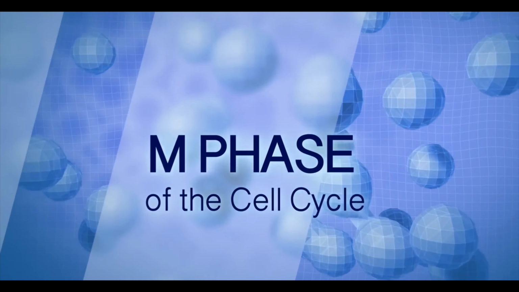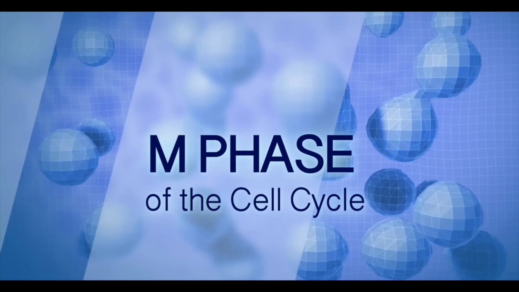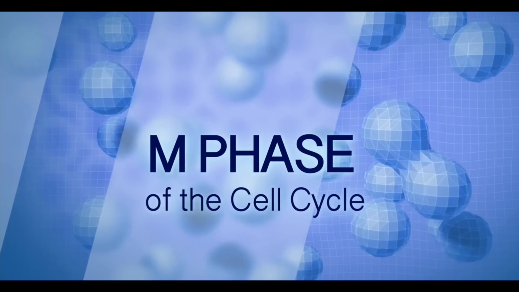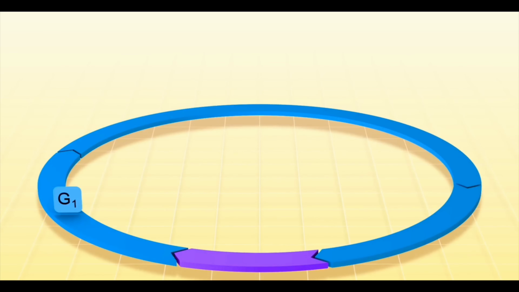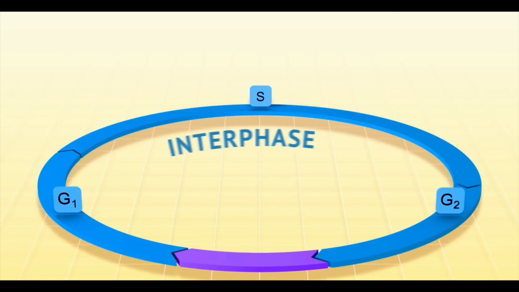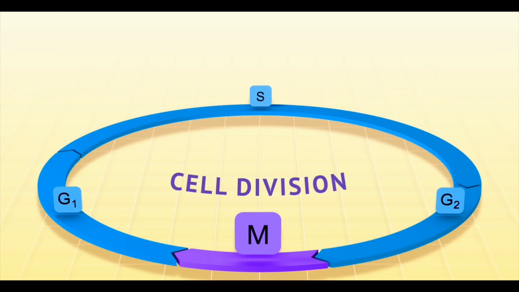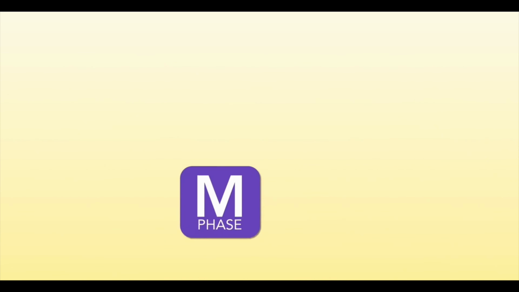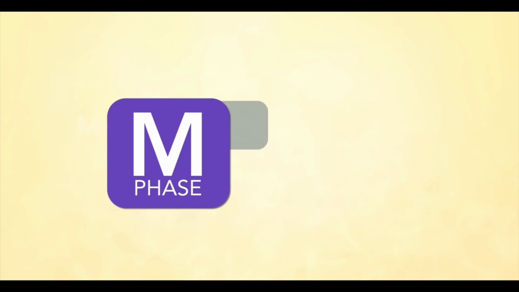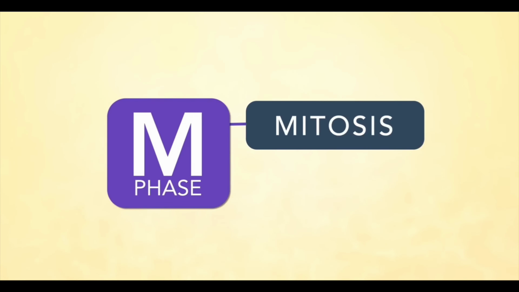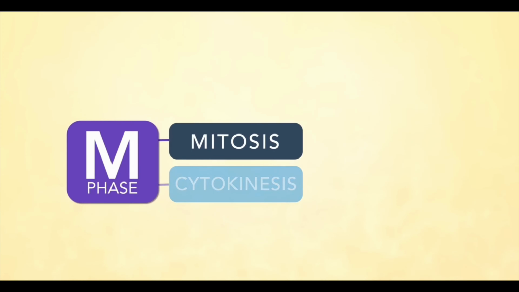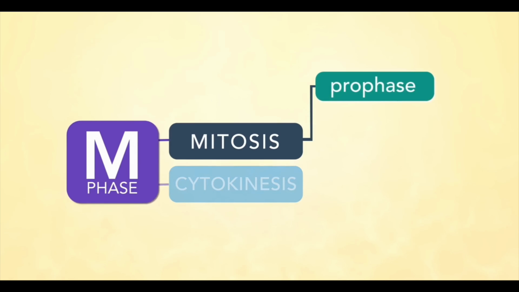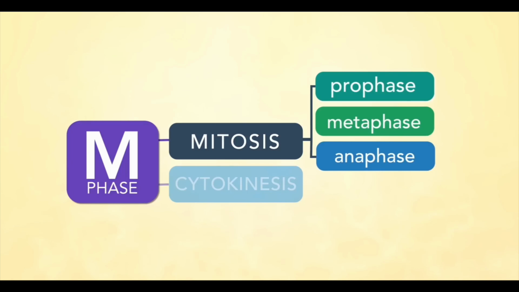In this lesson, we will be exploring the M phase of the cell cycle, including mitosis and cytokinesis. Let's do a quick review of the cell cycle to see where they fit in. The G1, S, and G2 phases make up interphase, and the M phase represents cell division. Cell division includes division of the nucleus called mitosis and division of the cytoplasm called cytokinesis. Mitosis is further broken down into four phases: Prophase, Metaphase, Anaphase, Telophase.